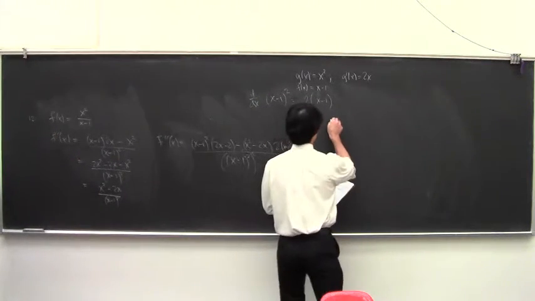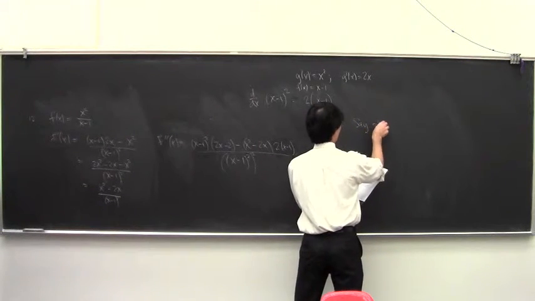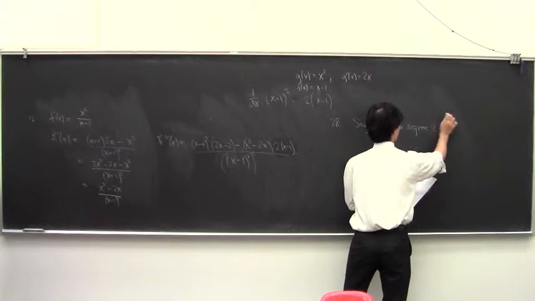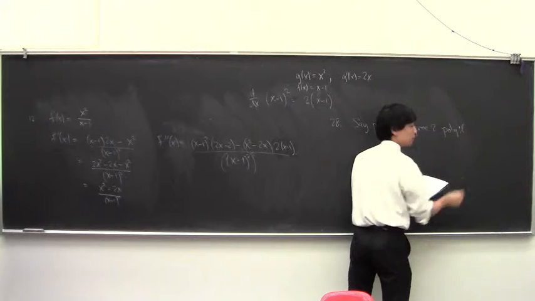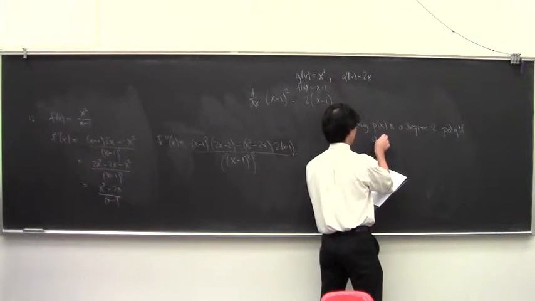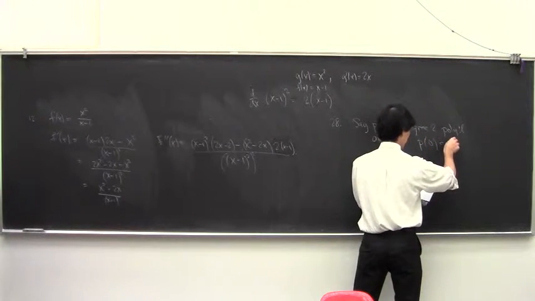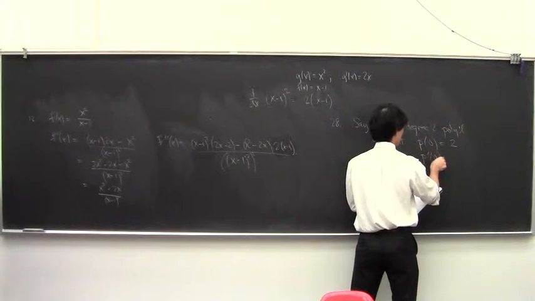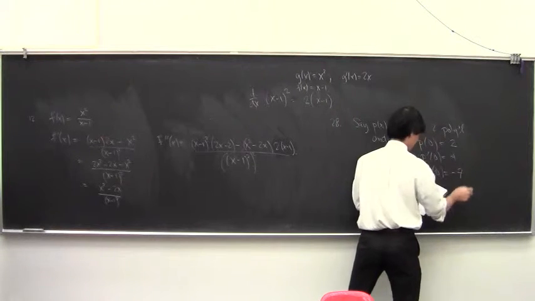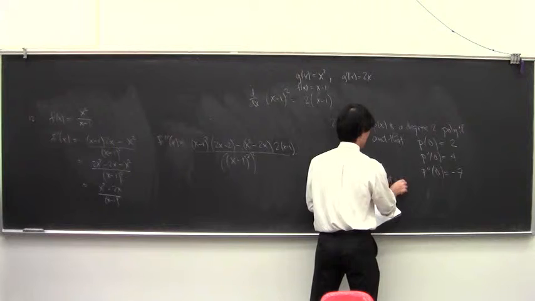Okay. Let me give you a more sophisticated problem. Say P of x is a degree 2 polynomial. Okay. So it's a quadratic polynomial. And suppose you know that p at 0 is 2, p prime at 0 is 4, and p double prime at 0 is -7. What is the polynomial?